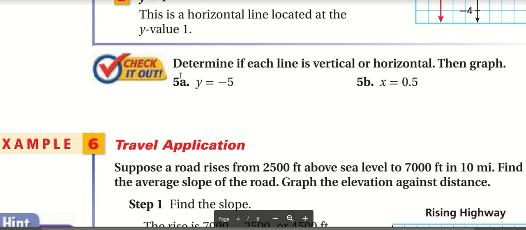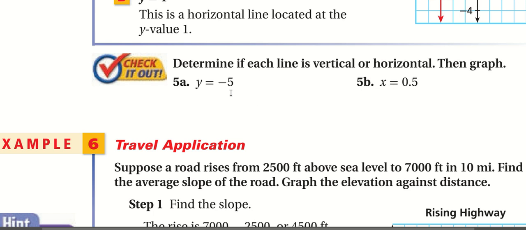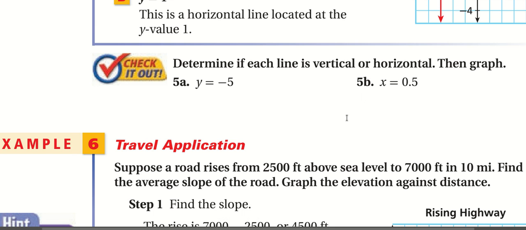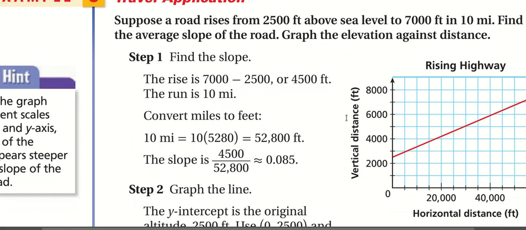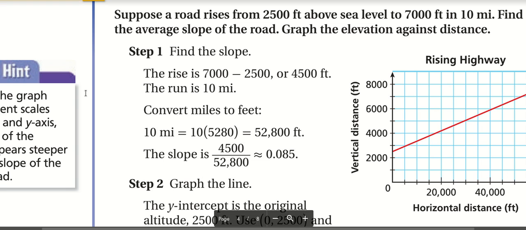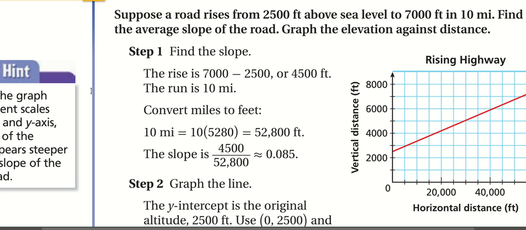Really quickly, determine if each line is vertical or horizontal. Ready? 5A is horizontal. 5B is vertical. And the next thing you need to know in your homework is how to apply these different kinds of linear functions. Suppose a road rises from 2,500 feet above sea level to 7,000 feet in 10 miles.